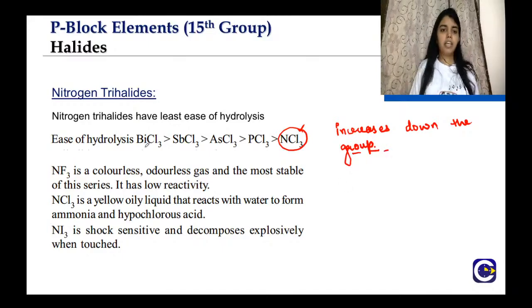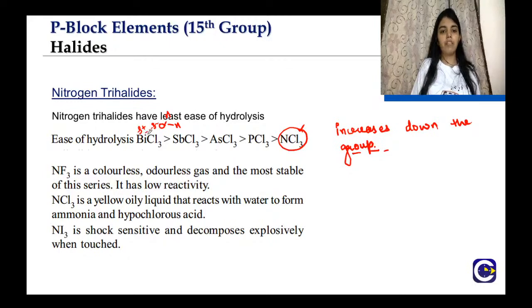So what is happening here, if you see that bismuth is electropositive, right? Because if you see here, the partial positive character on bismuth is very high. So it tends to attract the negative dipole of the water. The negative dipole of the water is much more attracted towards it. Therefore, it is easily hydrolyzed compared to the others, right?